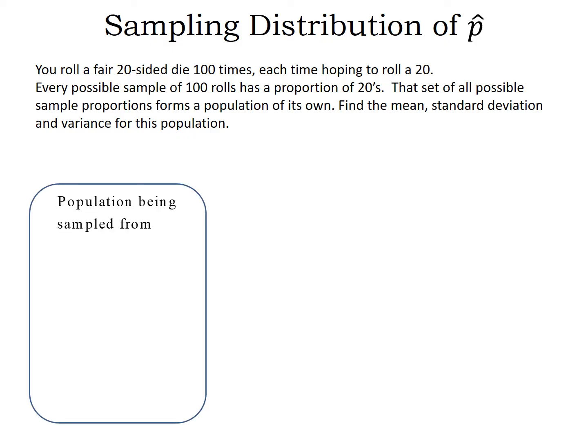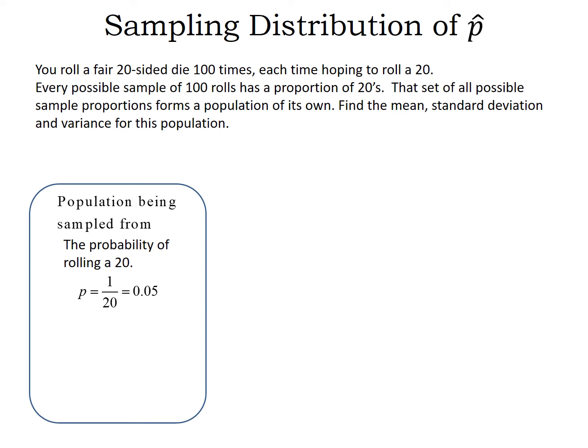Okay, so the probability of rolling a 20 is 1 out of 20, since we have a fair 20-sided die, numbered 1, 2, 3 up to 20. And that's going to be 0.05. 1/20th is equal to 0.05. And so that's each individual time we roll. The probability of getting a 20 is 0.05.